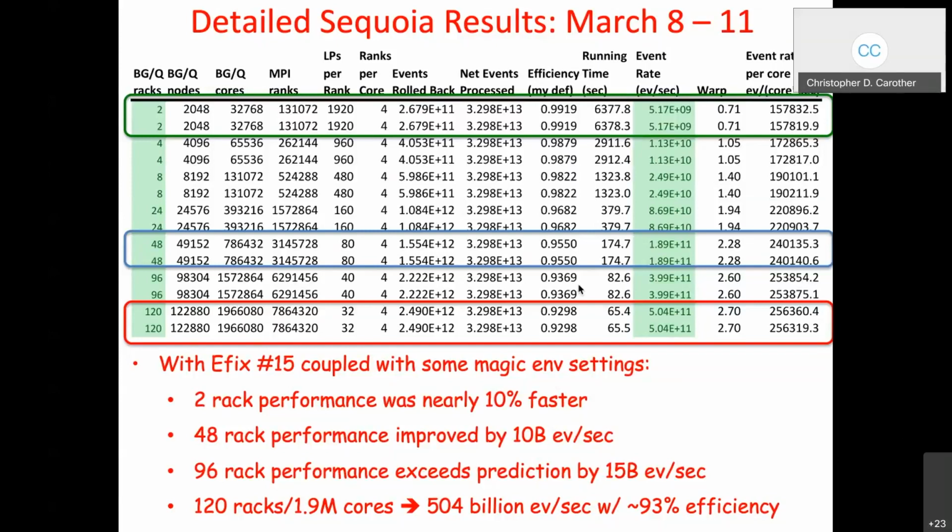So essentially, we did get the run. We saw actually a performance improvement because of what IBM fixed. So we got 10% better performance at 2 racks, and so we started scaling from 2 racks all the way out to 120 racks. Again, the peak performance was something like 504 billion events per second, and we were 93% efficient. So we went from 99.9 and scaled. The downscaling was only 93%, and we went from 6,300 seconds down to 65 seconds. So essentially, time for you to go get coffee.